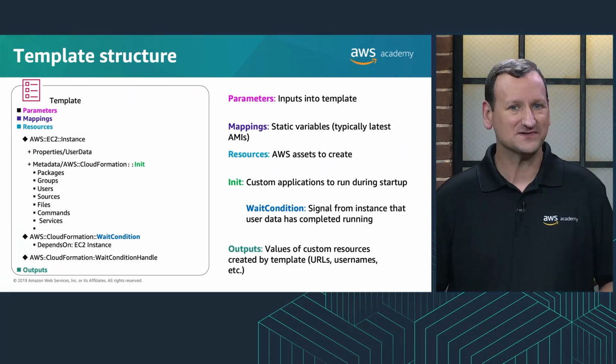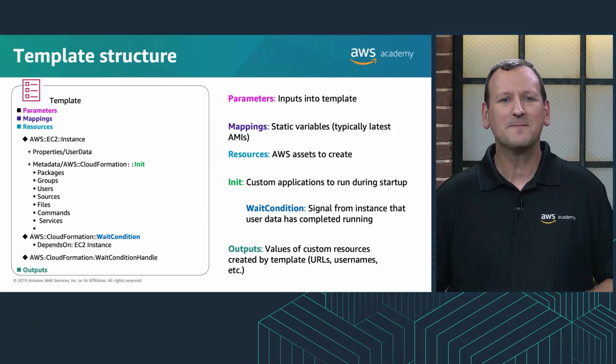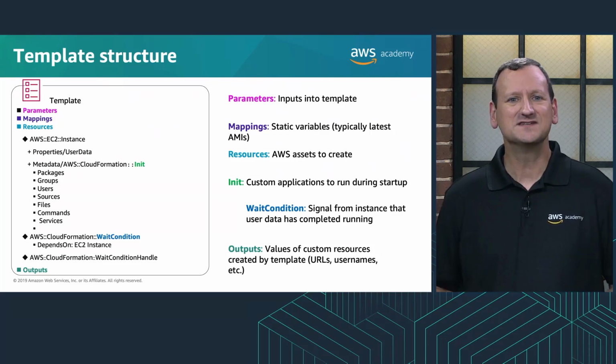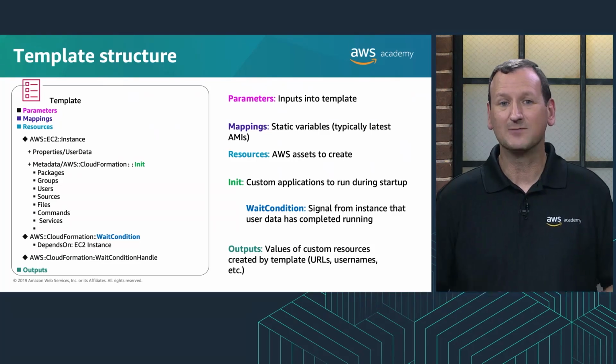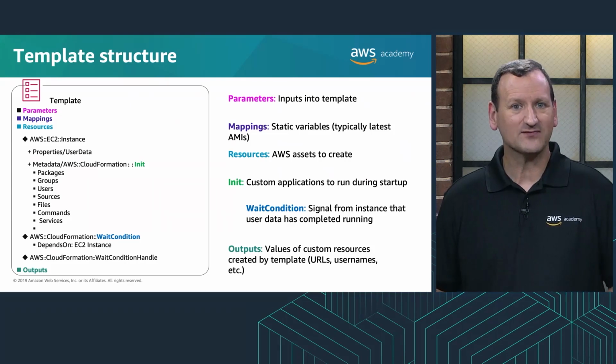Outputs is an optional section of the template. The output section returns string values created by the template that might be important to users. For example, say that you created an EC2 instance that functions as a public web server. You can choose to output the DNS name of the server in the output section.